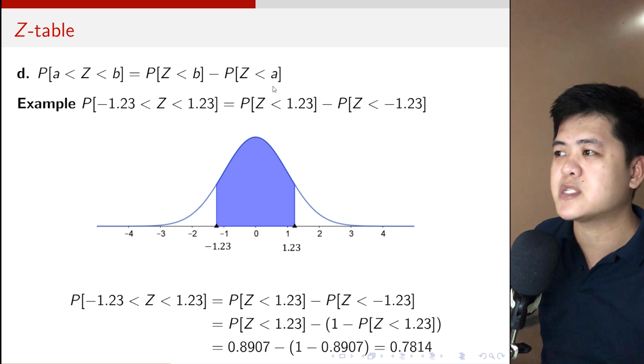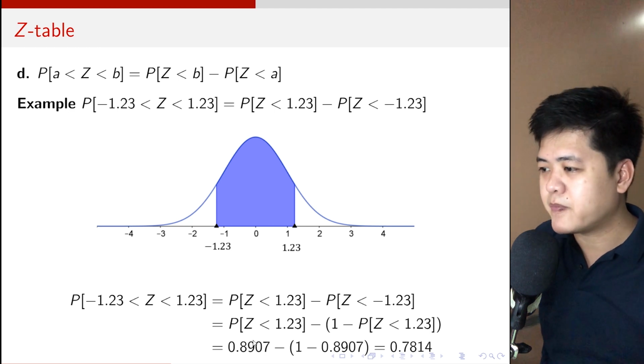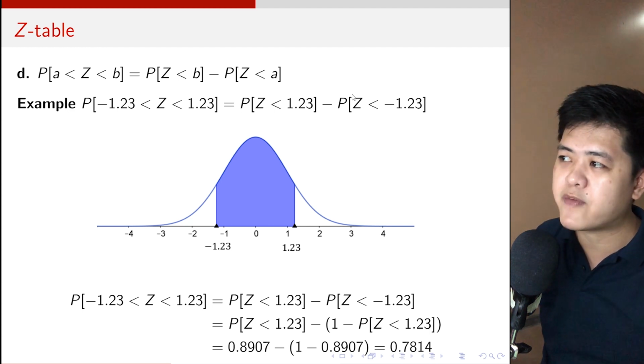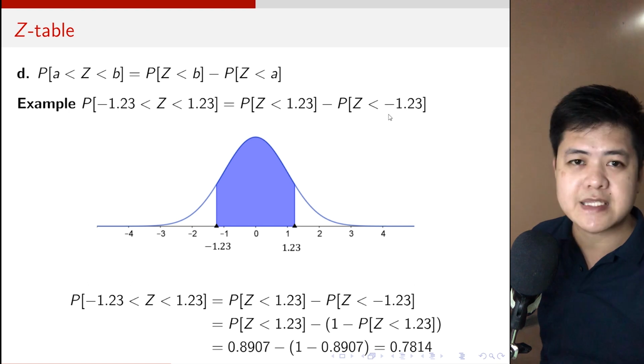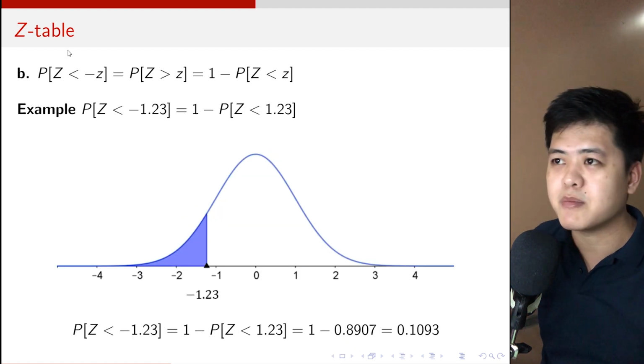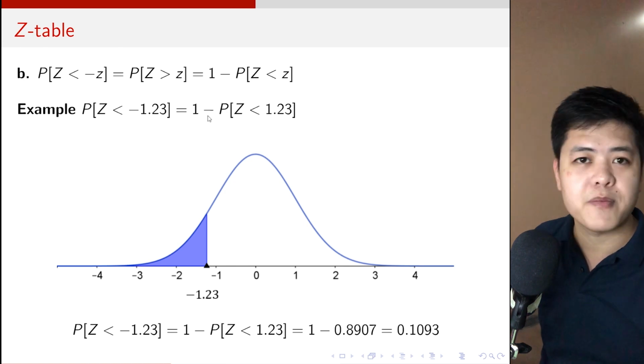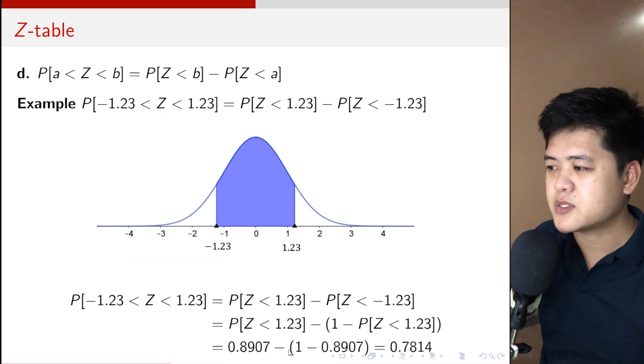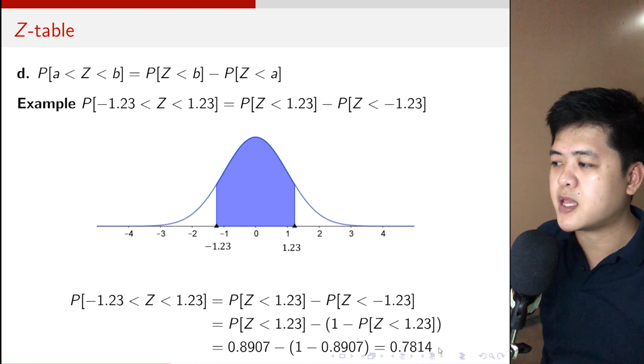Ito, madali lang. You can just directly look at the table. The answer is 0.8907. But however, itong probability that z is less than negative 1.23, you will still be using case number 2, where you have to subtract it from 1. So, ito yung nangyari dito. So, the answer is 0.7814.